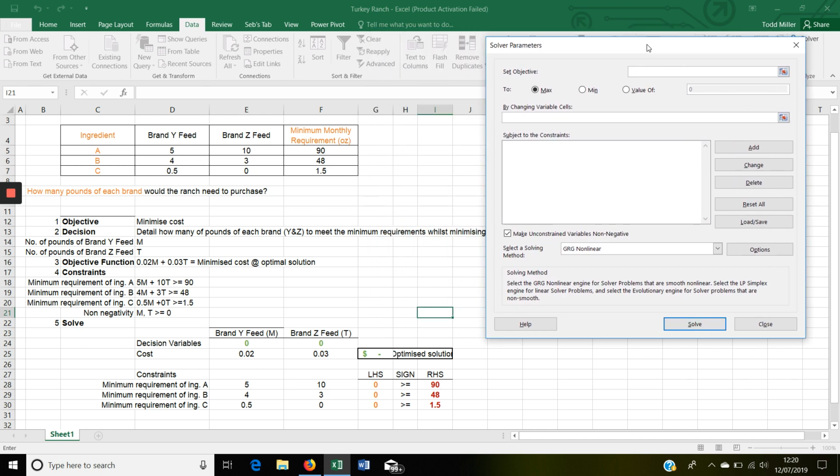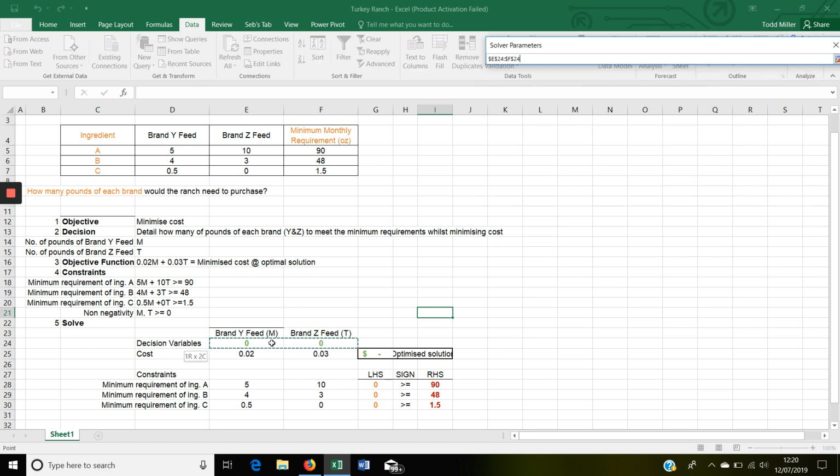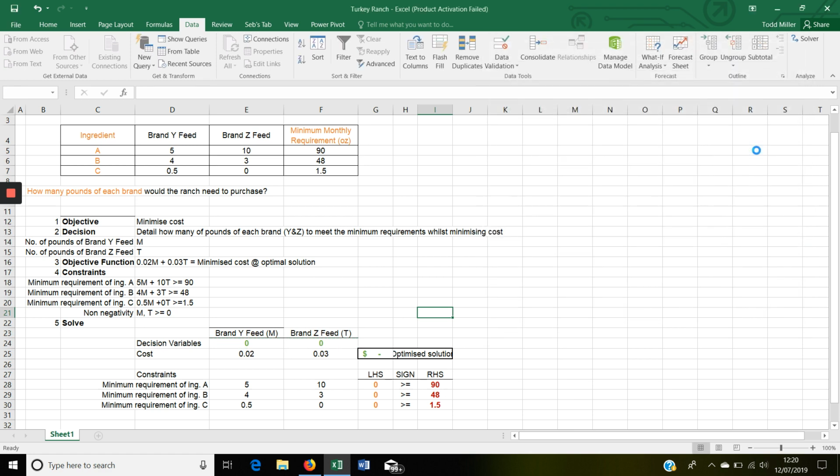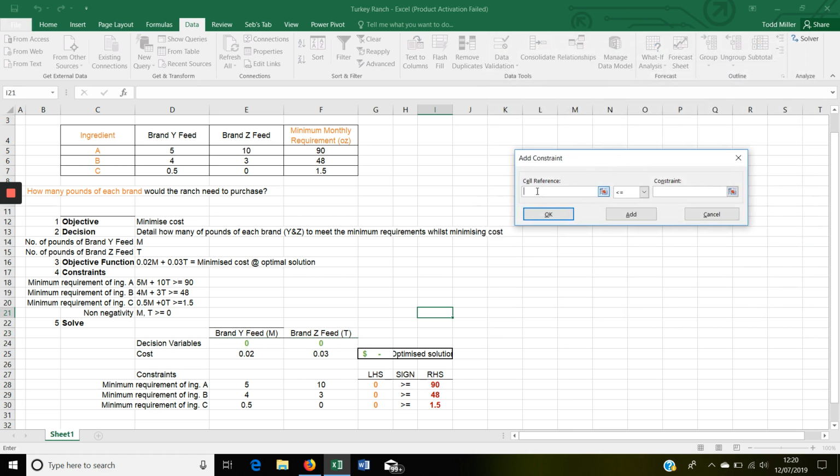So our parameters. Our objective will come from this cell here. It always has to be a formula. Are we trying to maximize, minimize, or to put a value of? Well, we're trying to minimize our cost. Our decision variable cells are the remaining two green. Then we need to add on our constraints. First off, you're adding the left-hand side. You're changing your equality to the correct one, and then you're adding the right-hand side.